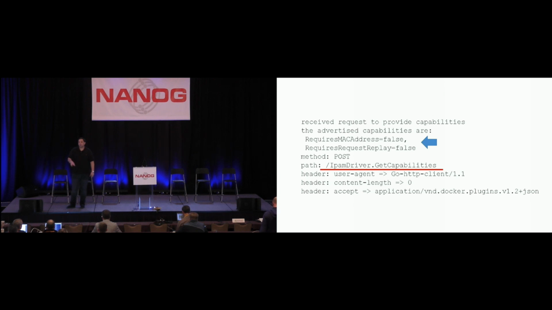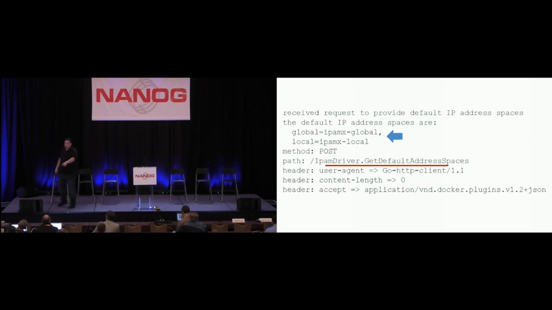Where that comes into play is, imagine that Docker generates a MAC address itself, but without realizing that somewhere else that MAC address is in use, you now have a layer 2 conflict somewhere. So for the most part, I see that requires MAC address would be set to false. And requires request replay is a feature that, if you set it to true, Docker on startup would request and release all the networks that it knows about.